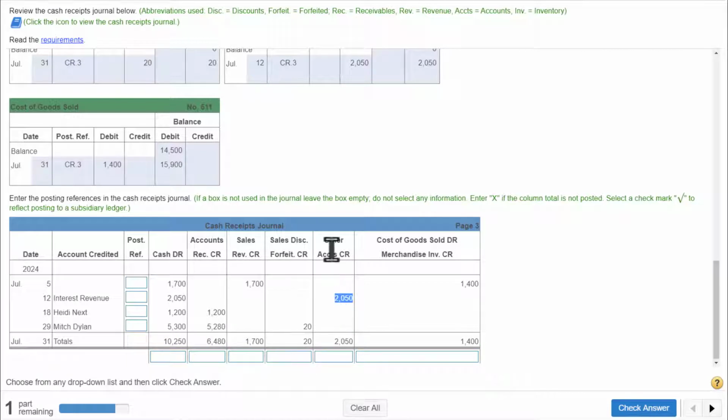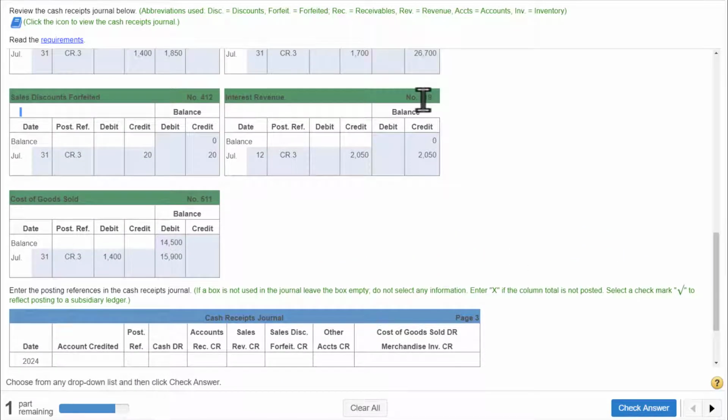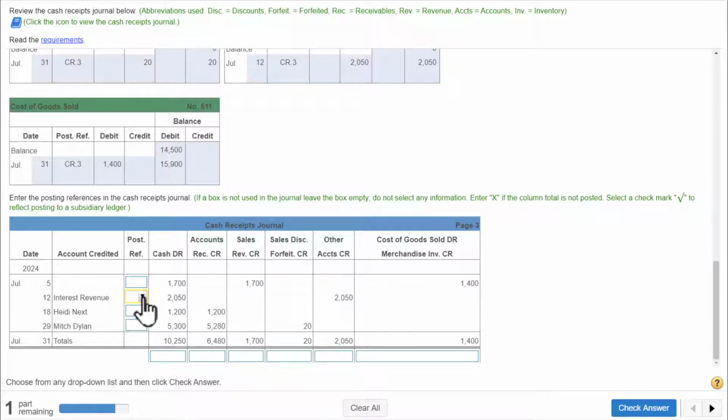So this other accounts, this 2050 was posted to interest revenue. So right here, we have to put the interest revenue account number. So I'm going to scroll up and see what the interest revenue account number is. It's 419, right up here. So that was posted to 419.